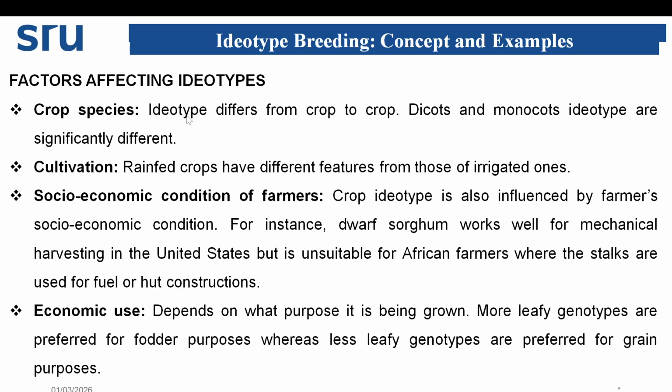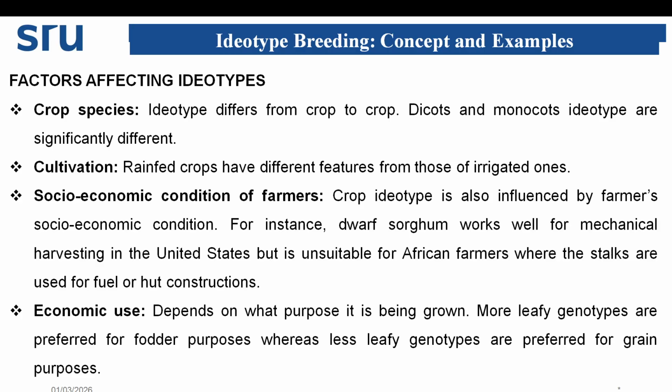Like this, idiotype differs from crop to crop. Dicots and monocots idiotypes are significantly different. Then the next factor is cultivation. Rainfed crops have different features from irrigated crops. Rainfed and irrigated crops have significantly different features. So that is again a major factor.